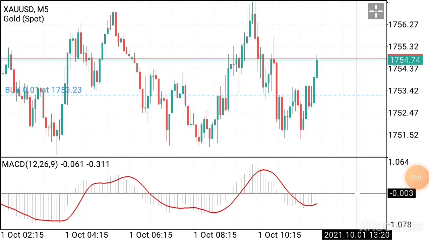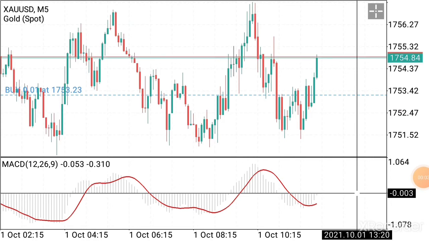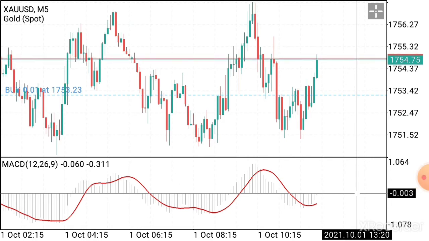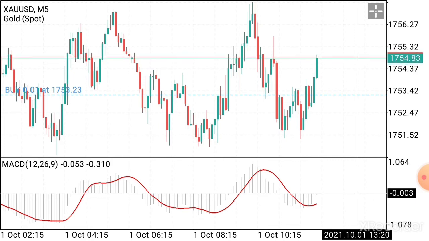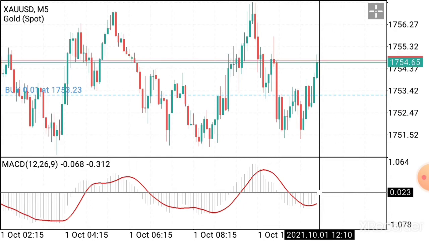Okay guys, we're currently sitting around 15 pips above our entry, so around 15 pips profit at the moment. So this is a good example of how this works and the possibilities. The important thing to look at here is down towards the MACD now.